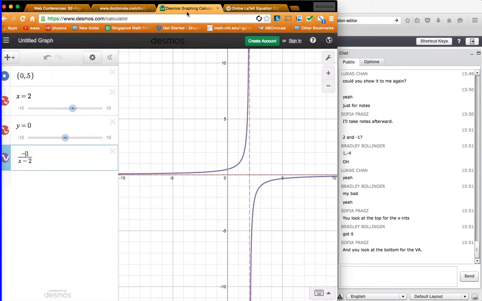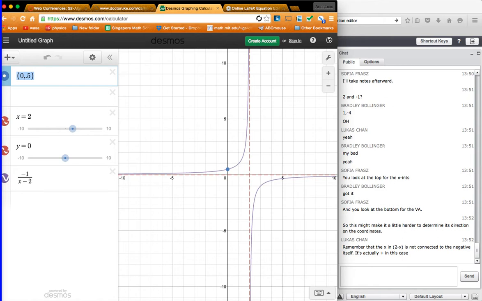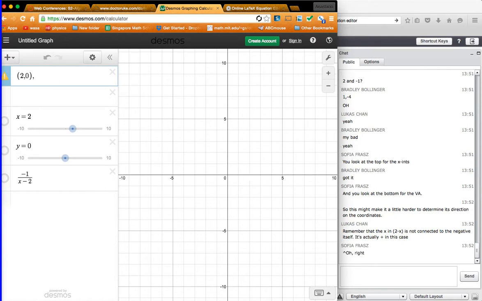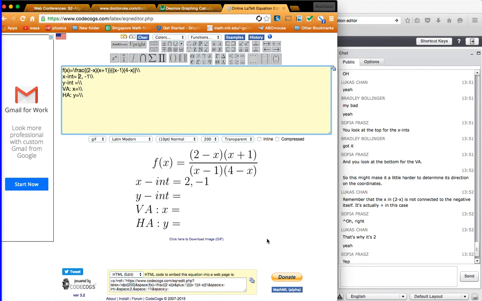All right. Let's go back to Desmos, and let's graph that. So that would be +2, comma 0. That's one x-intercept. I'm turning off all of this stuff because we're starting a new graph, and also -1, comma 0. Those are my two x-intercepts. Boom and boom. Got it? I'll zoom in a little bit. We cool?